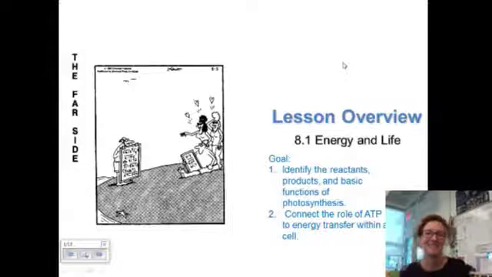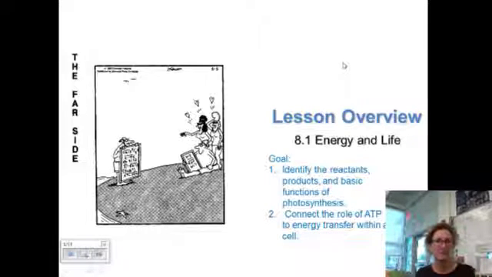Well, hello, and this is Chapter 8, the first lesson, Energy and Life. Our goal is to identify the reactants, products, and basic functions of photosynthesis, and also to connect the role of ATP to energy transfer within the cell.